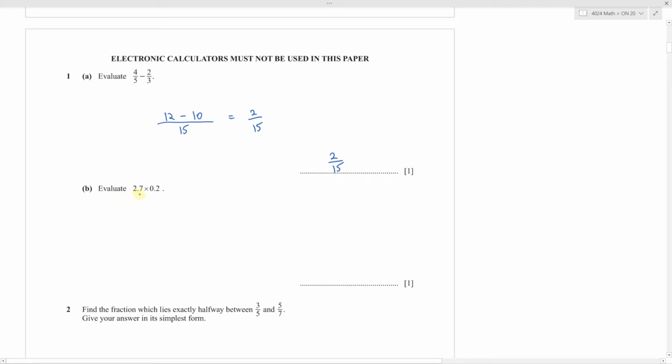Part B is evaluate 2.7 multiplied by 0.2. So I can convert these into fractions to remove the decimal. So 2.7 will become 27 divided by 10 multiplied by 2 over 10. So 27 multiplied by 2, 7 2s are 14, 1 carry 54. So this will be 54 divided by 10 times 10 is 100. So 2 zeros, so I'll move the decimal 2 places to the left. This will be 0.54.